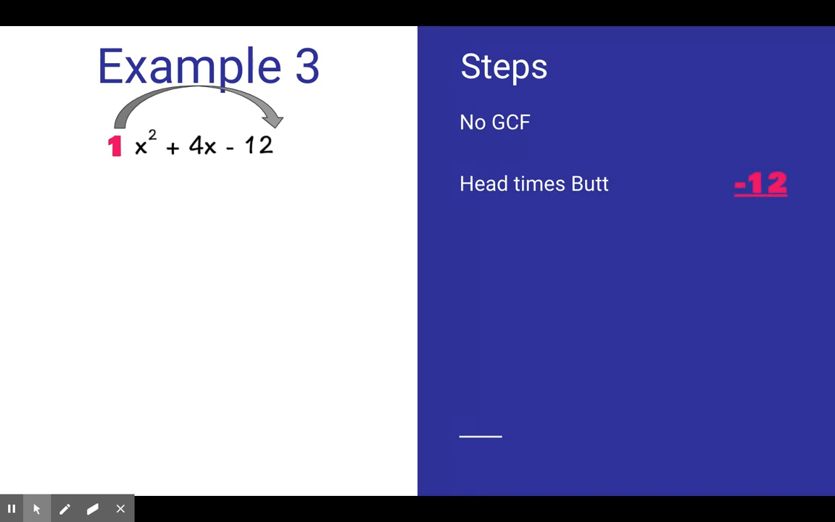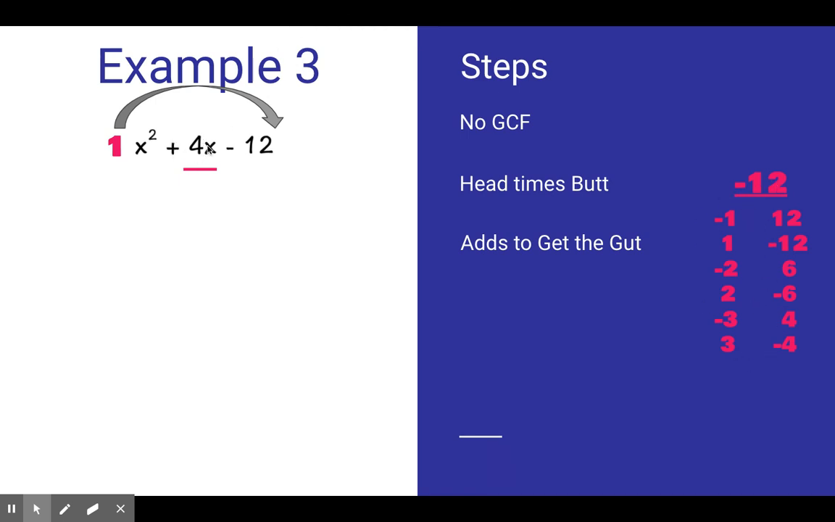I want to find numbers that multiply to give me negative 12 and add to give me the gut of 4. So I list out all my factors of negative 12. Notice I have variations I can do. Negative 1 and 12, 1 and negative 12. Negative 2 and 6, 2 and negative 6. As long as one of them is negative, that's what's going to give me a negative 12.